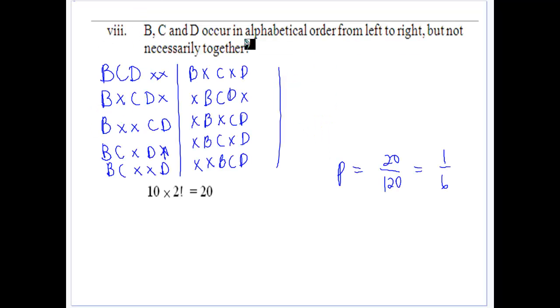B, C and D occur in alphabetical order from left to right, but not necessarily in order. This one's not an easy type of problem to consider because B, C, D, this is the ways we can start to look at it.